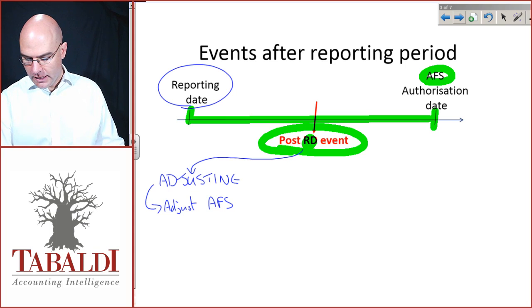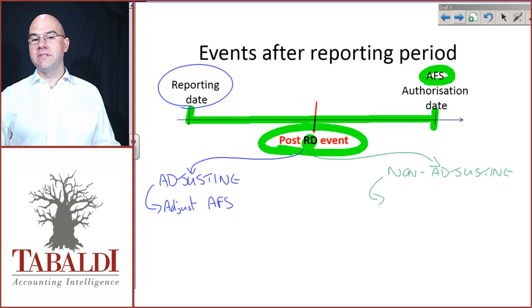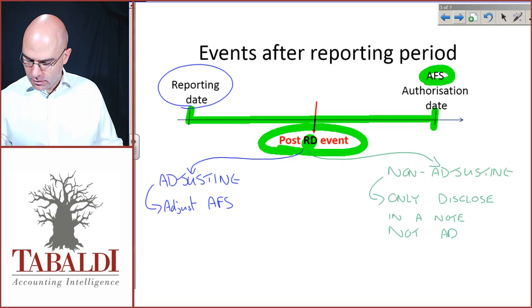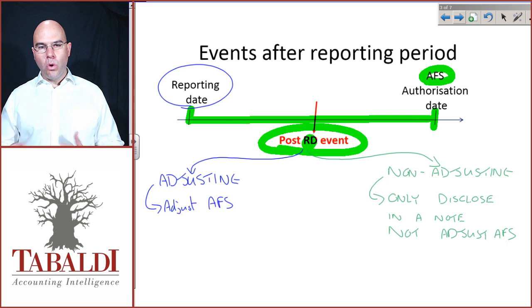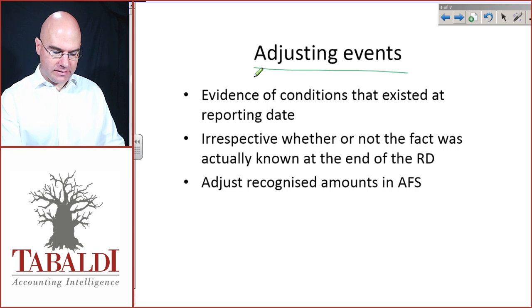The second type of event is a non-adjusting event. Now, a non-adjusting event will result only in disclosure. So you'll only disclose in a note. When I say you'll only disclose in a note, it means you will not adjust the annual financial statements. Okay, so what causes the difference? We'll discuss those now. So let's start off with our adjusting events discussion.